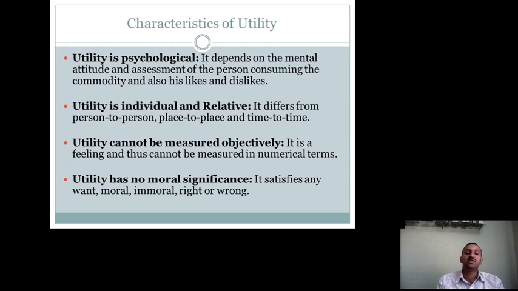utility. There are many characteristics, but here we have taken only 4 which are more important to be discussed on utility. The first characteristic of utility is psychological. It depends on the mental attitude and assessment of the person consuming the commodity and also his likes and dislikes. So it is a mental attitude of a person who is using or consuming that product, how much he likes that product and his dislikes.